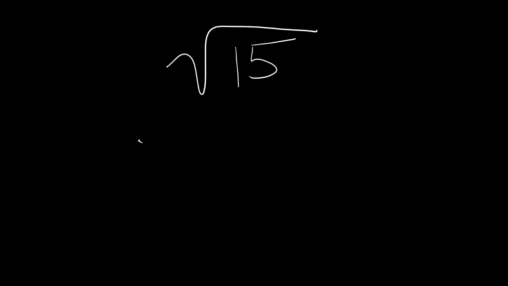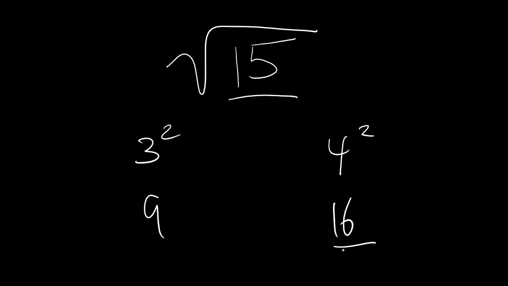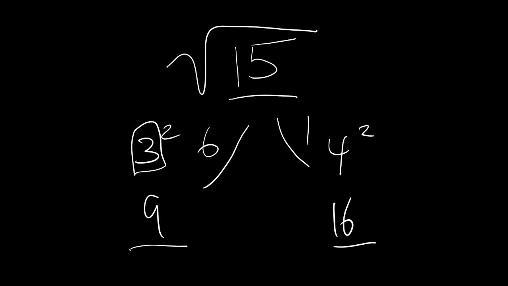Great. If you said 3 and 4, you'd be correct. 3 squared is 9, 4 squared is 16. 15 is in between 9 and 16. Now, I want you to tell me which one is it closer to? Is it closer to 3 or is it closer to 4? If you said it was closer to 4, you'd be correct. 15 is indeed closer to 16 than it is to 9. It's 1 away from 16 and 6 away from 9. So the square root of 15 is in between 3 and 4, but it's closer to 4 because 15 is closer to 16 than it is to 9.